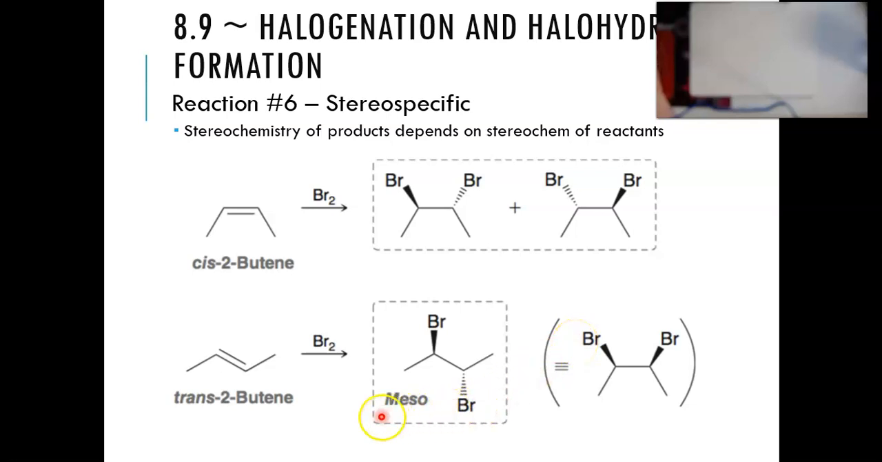Now down here it's telling us that this is meso. So the reason why it's pointing that out is because if we were to draw this same thing but with a dash in this position and a wedge down here, it would mean they would act the same as each other. So even though they're mirror images, they are identical structures.